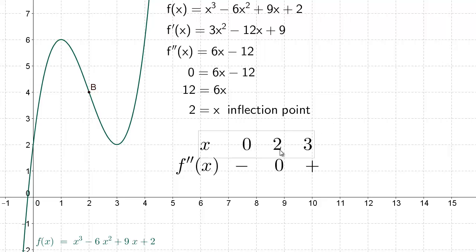So now if we evaluate points on either side of that inflection point, and I chose x equals 0 and x equals 3 just because they're easy to evaluate, we can find out whether the function is concave down or concave up. So we put in a 0 for x into the second derivative. We get 6 times 0 minus 12, or negative 12, meaning that on this side of point B, the function is concave down. And then if we evaluate at x equals 3, we get 6 times 3 minus 12, that's positive 6. That means the function is concave up on the right-hand side of B.